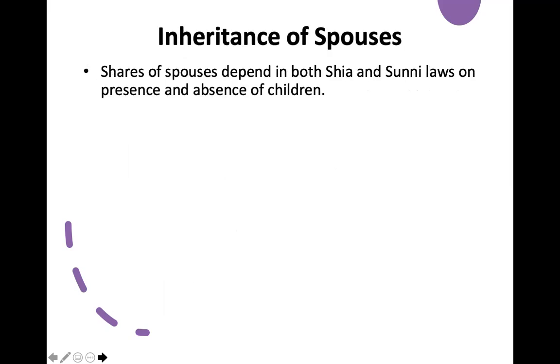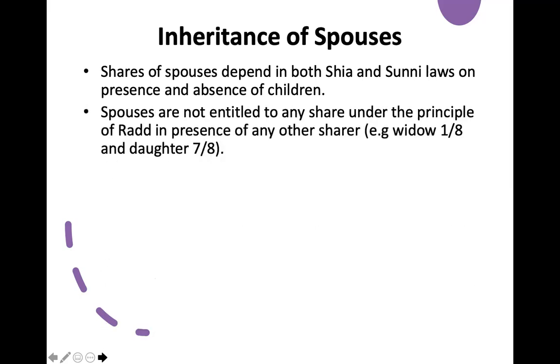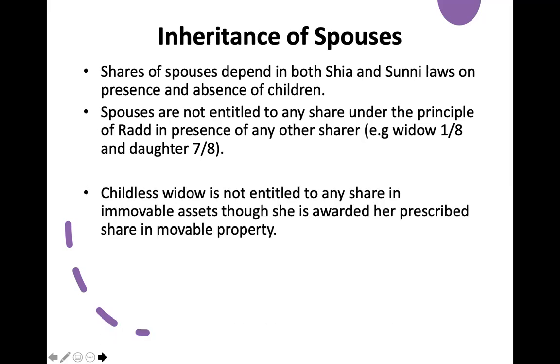Inheritance of spouse, they are never excluded. Shares of spouse depend, in both Shia and Sunni laws, on presence or absence of children. Spouses are not entitled to any share under the principle of rudd in presence of any other sharer. If somebody leaves a widow and a daughter, widow takes 1/8 and the rest goes to the daughter, 7/8.